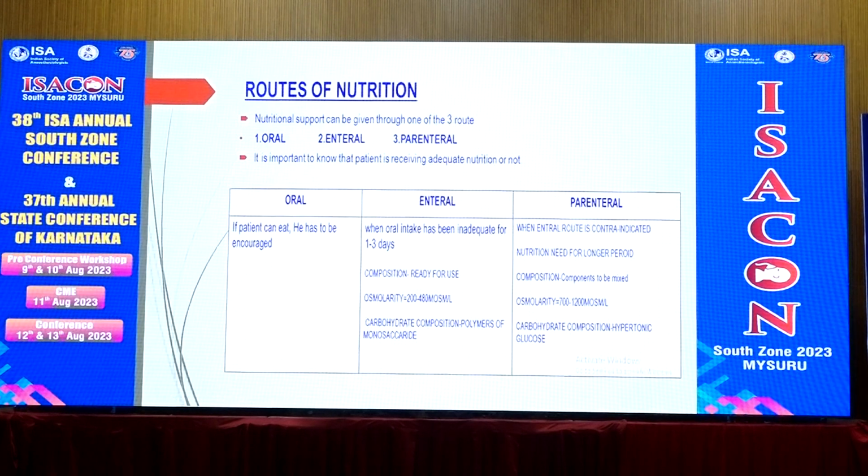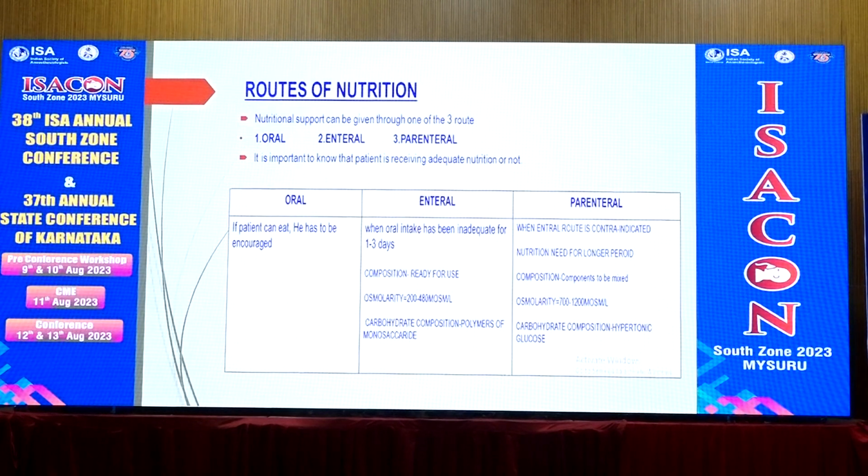Routes of nutrition. Nutrition support can be given through one of the 3 routes, that is oral, enteral, and parenteral. It is important to know that the patient is receiving adequate nutrition. Oral route is used if the patient can eat; he has to be encouraged. The enteral route is used when oral intake has been inadequate for 1 to 3 days. The composition is ready to use, and osmolality has to be kept between 200 to 480 milliosmoles, and mainly carbohydrate composition, that is polymers of monosaccharide, has to be there.